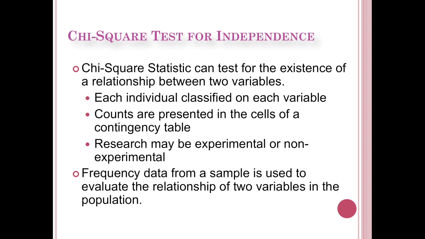Switching gears just a little bit. Up until now, we've been talking about the chi-square goodness of fit. But now I'm going to show you how to run a chi-square test for independence analysis. This is when there's a relationship on 2 different variables or 2 different levels. It can definitely be more than 2, but at least 2 by 2. Okay? And again, each individual is classified on each variable, and we're looking at the counts or the frequency presented in each one of those cells.